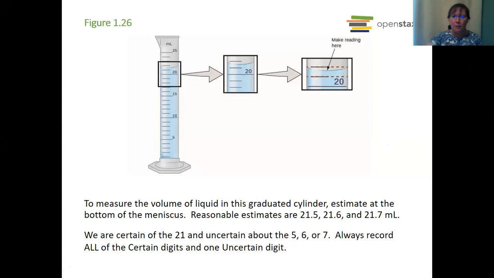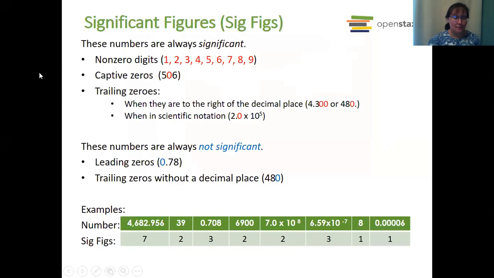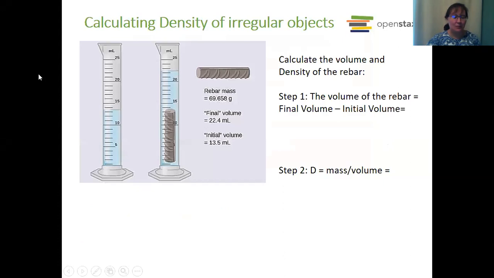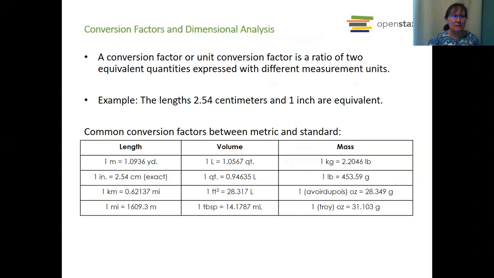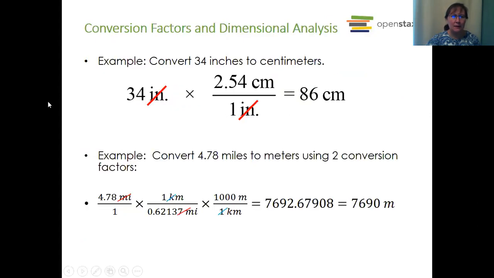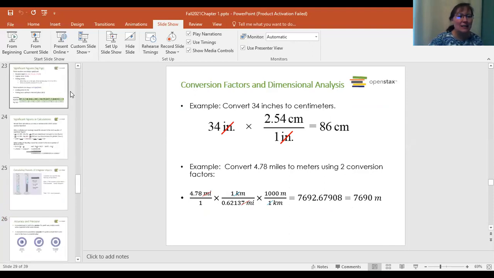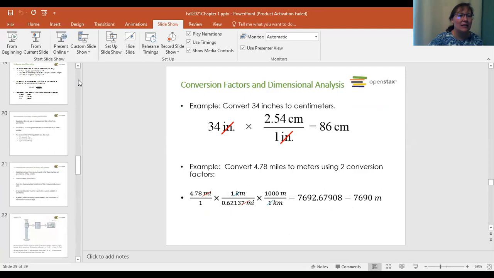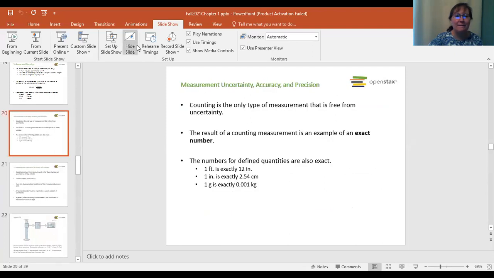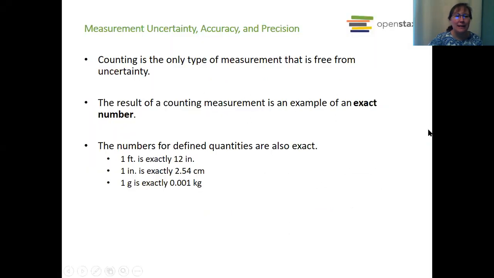Oh, and I'm not in the right place, hang on. Wait a minute. Hang on. I'm having trouble here. Measurement uncertainty. Okay. Maybe this is where I was before.